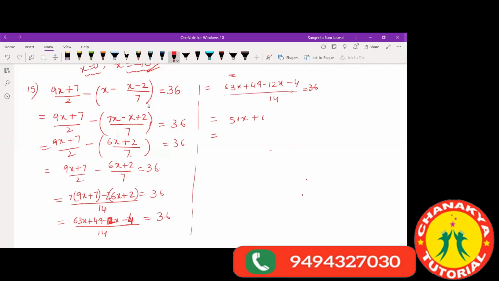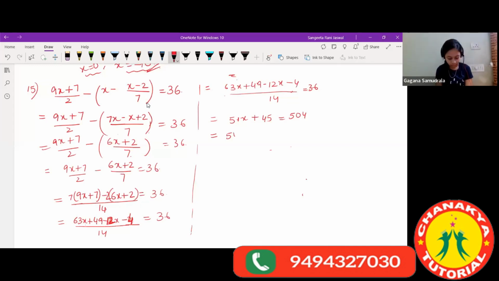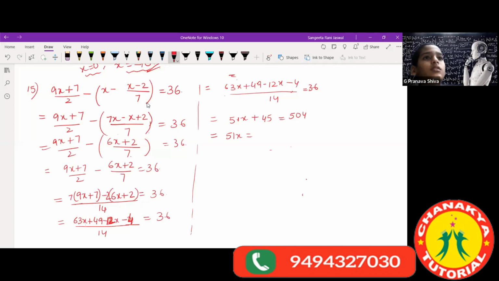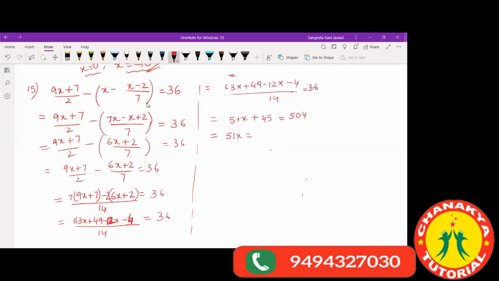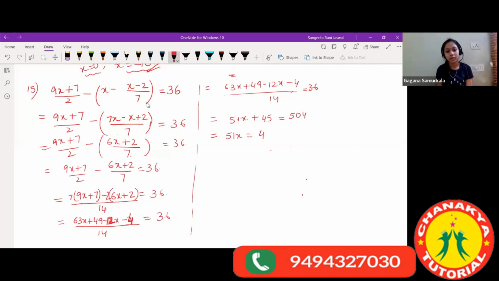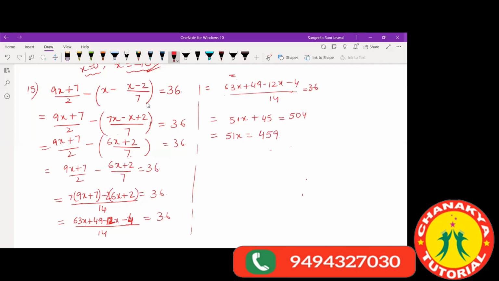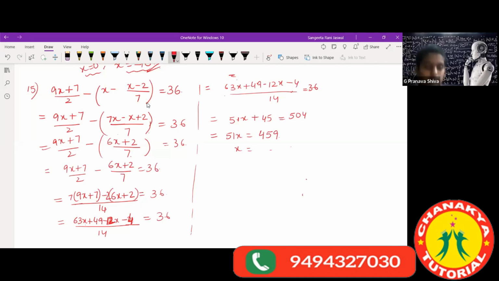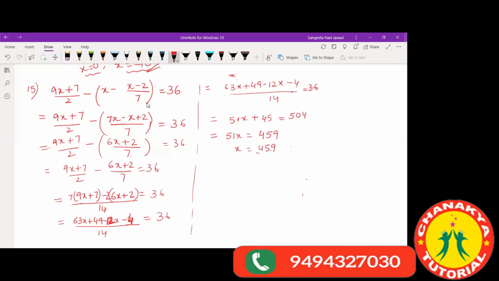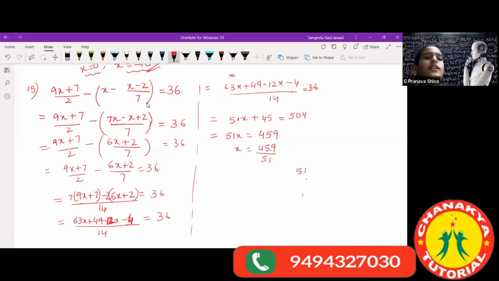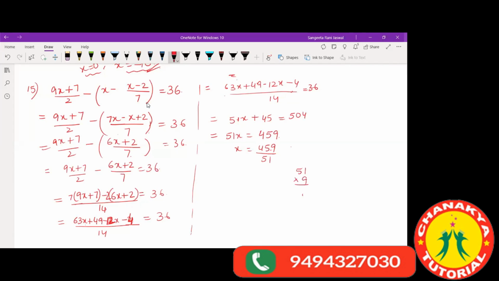And 14 into 36, you said 504. Yes, ma'am. I got the answer 153 by 17. Okay, what is 504 minus 45? Ma'am, 459. 459 only. Your x will be 459 by 51. So that's now the answer. Okay. So your value of x is finally 9.